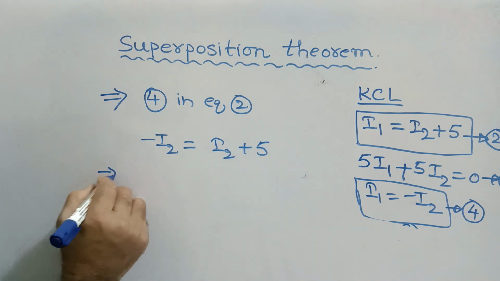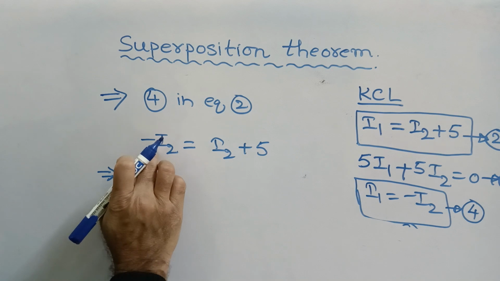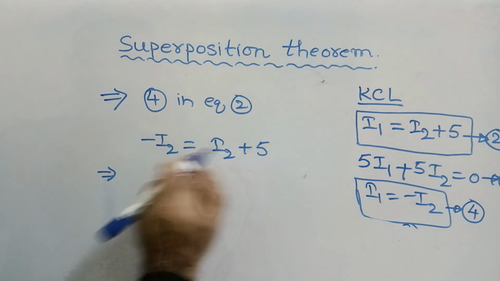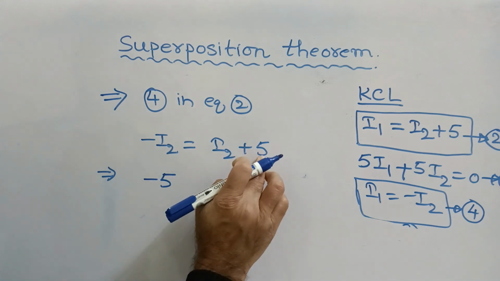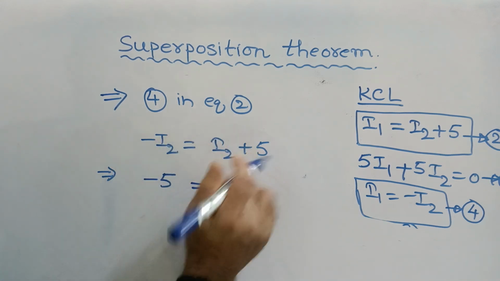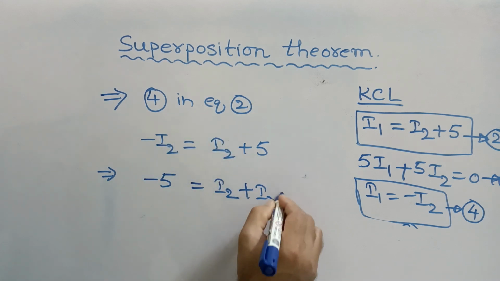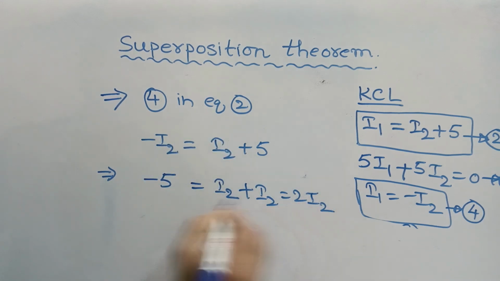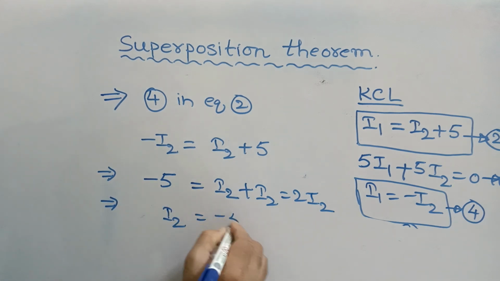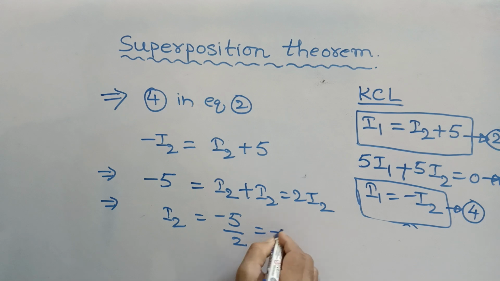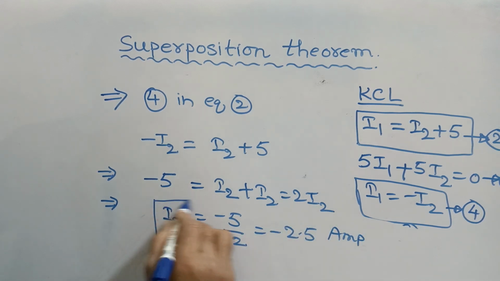Now bring this I2 to this side, or otherwise you can take this I2 to the right side and 5 to the left side, whichever way you write it. So it is minus 5 equal to I2 plus I2, total it is 2I2. And from this, what is your I2? I2 is equal to minus 5 by 2, it is definitely minus 2.5 amperes. Clear? This is your I2 value.